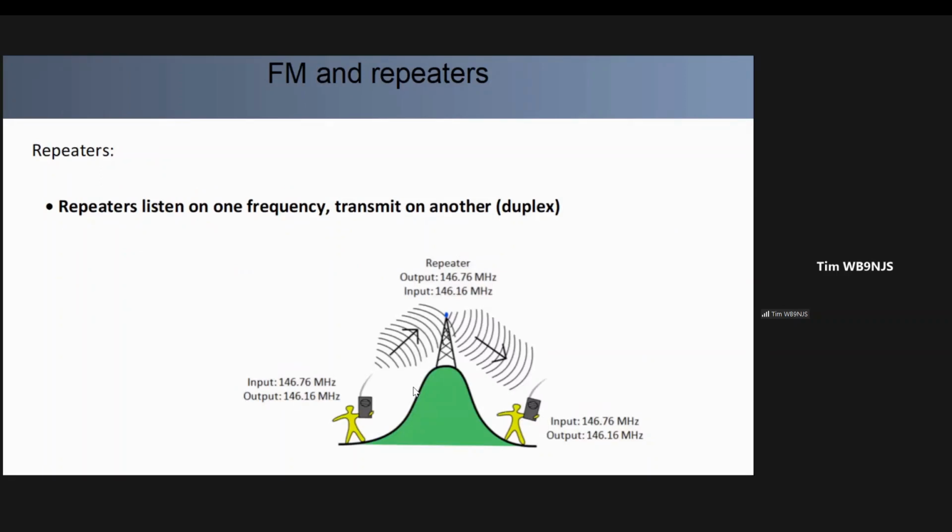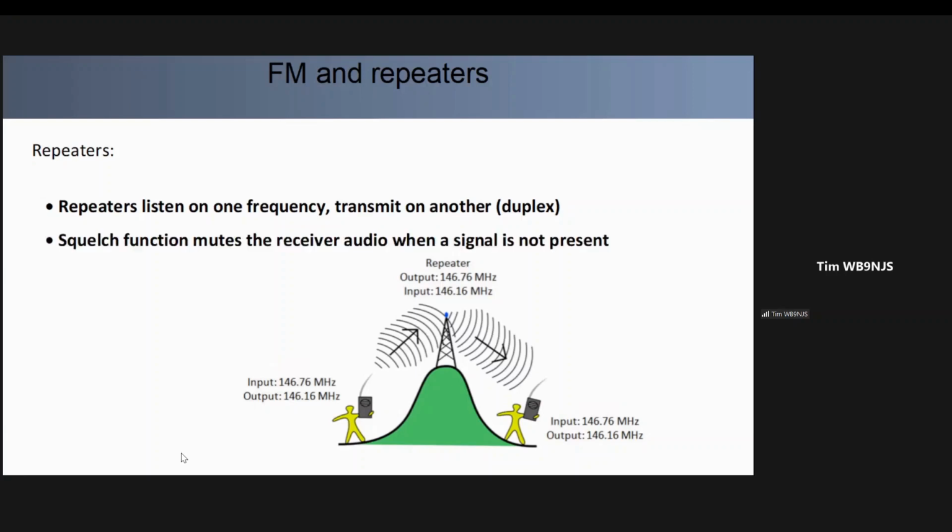They listen on one frequency and transmit on another, and that's known as duplex operation as opposed to simplex. In the little graphic here, the guy with his little handheld radio is listening on the input to his radio, 146.76 megahertz. When he transmits on a different frequency, 146.16 megahertz, the repeater listens to what he's transmitting on 146.16 and retransmits on its output on 146.76. So the guy on the other side of the hill can hear him, extending the range.